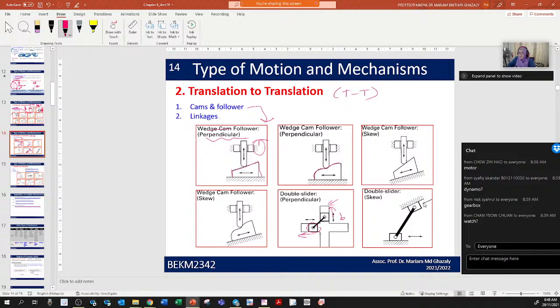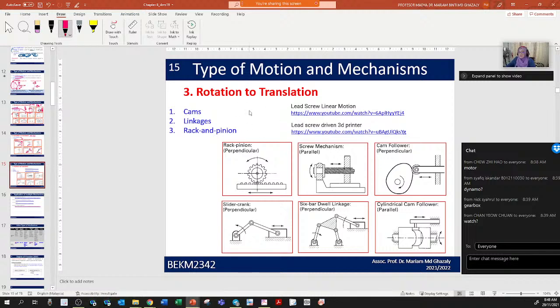So this one, you can see an example in, for example, your car. The hood of the car, when you open it. So this one will actually move left and right, and this one will move up and down. The hood of the car or your trunk.